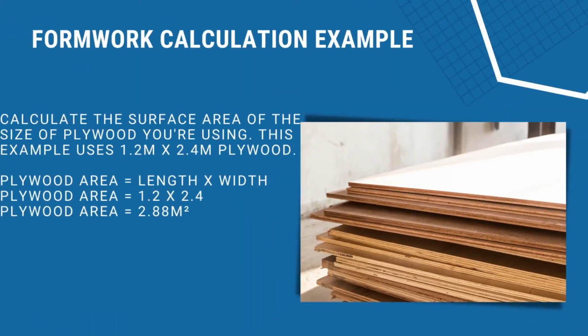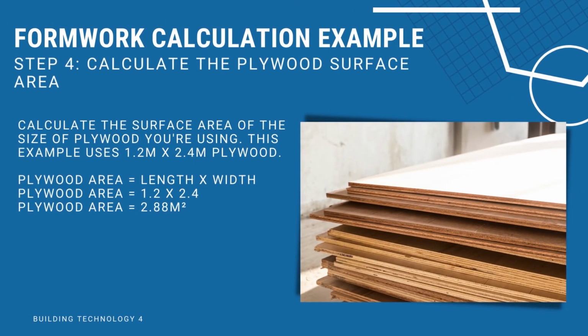For step 4, calculate the plywood surface area. To calculate the surface area of the size of plywood you're using, this example uses 1.2 meters times 2.4 meters plywood. So the plywood area equals length times width, which is 1.2 meters times 2.4 meters, and the plywood area is 2.88 square meters.